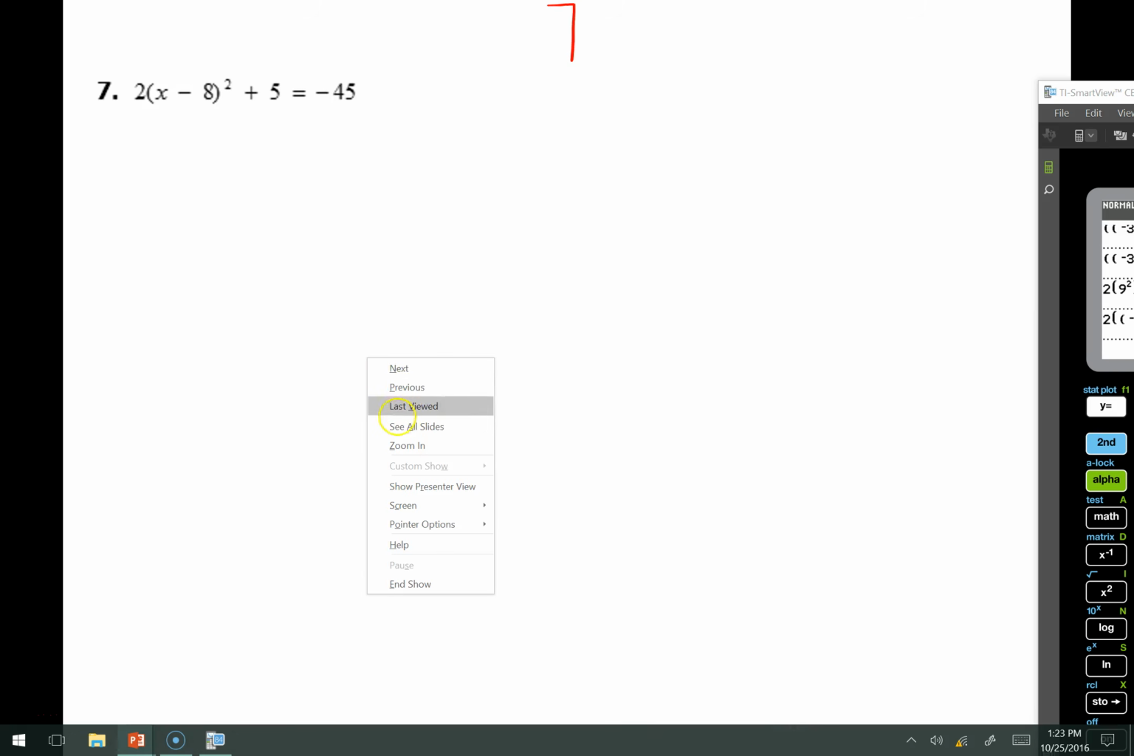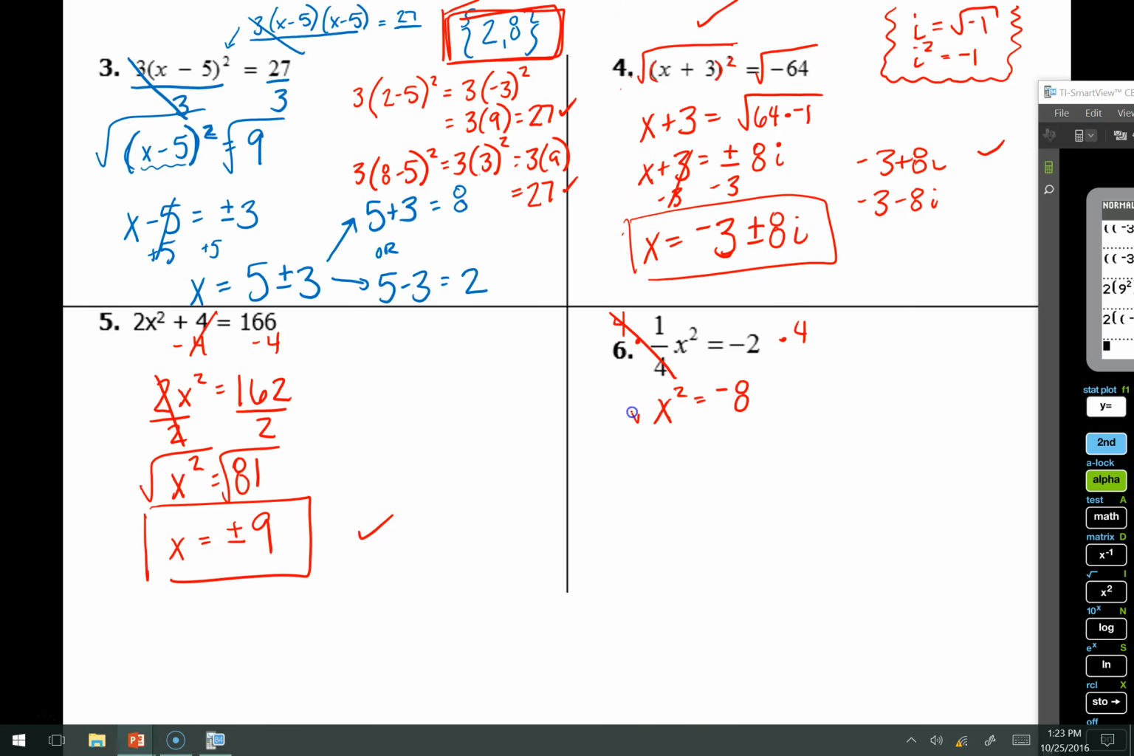So I'm going to take the square root of both sides, and notice at this time we're going to have an imaginary number again because you have a negative that you're taking the square root of. You have x is equal to plus or minus the square root of -8. We're going to have to do a little bit of work with that. 8 is 4 times 2, and then you've also got that -1 that you're multiplying in there. So we can take the square root of 4. Let's go ahead and do that.